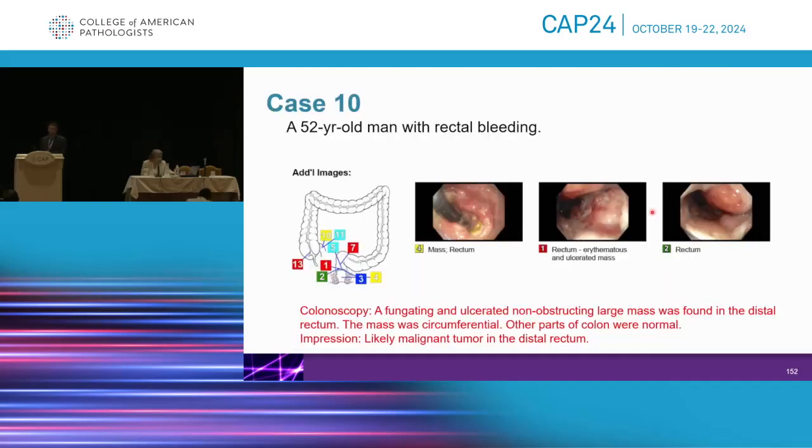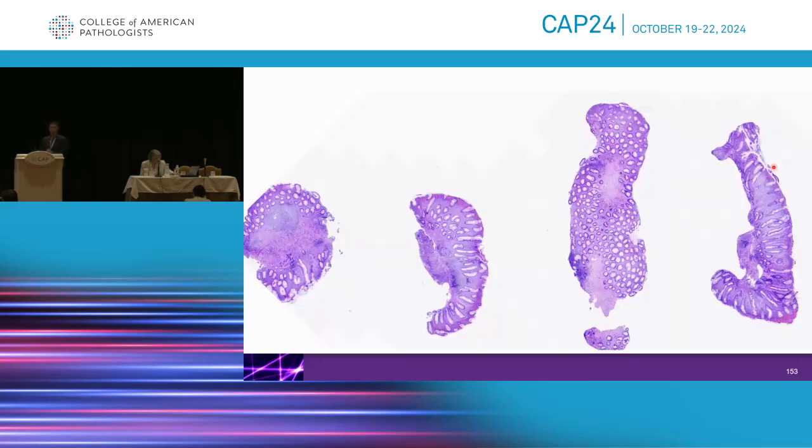Similar case 10. A 52-year-old man, a little bit older but still young, with rectal bleeding. Colonoscopy showed a fungating and ulcerated mass in the distal rectum, circumferential. Other parts of the colon were normal. The clinical impression based on the endoscopy is a malignant tumor of the distal rectum. You can see the endoscopy finding: a mass lesion, ulcerated, really like a malignant process, right? So let's see the biopsy here.